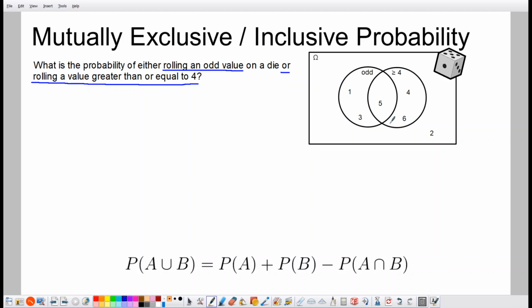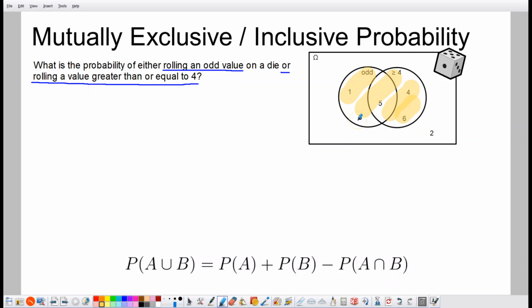Now, the traditional method that we would go about answering this problem is we could identify what parts of our Venn diagram satisfy this set relationship, rolling an odd value or rolling a value greater than or equal to 4. And we could shade that in. And we use a highlighter instead of a dark pen. Okay, we could shade all that in like this.